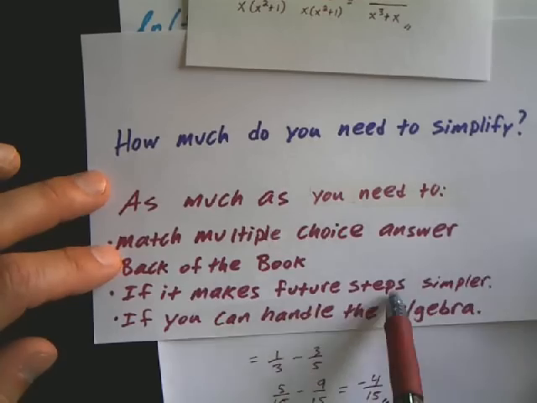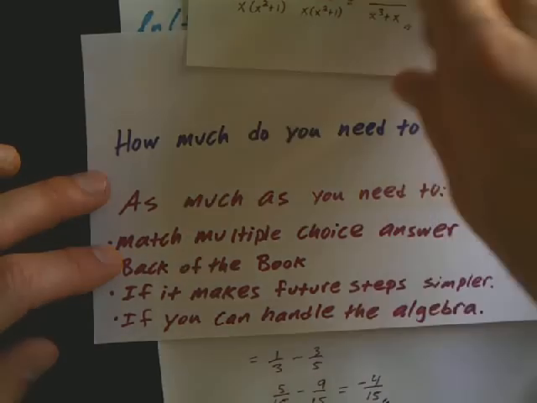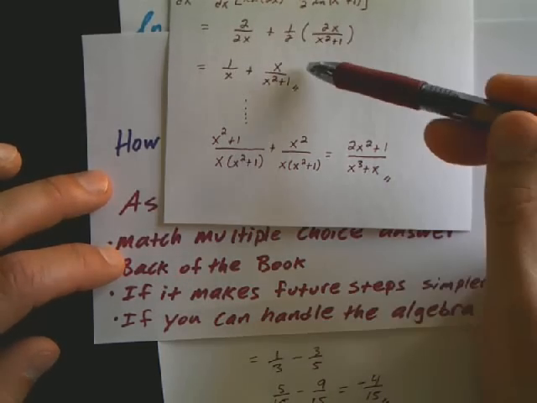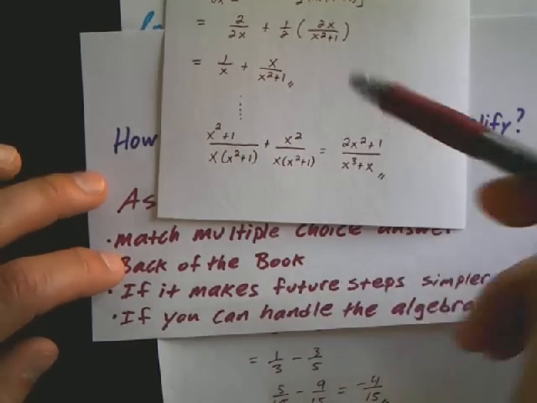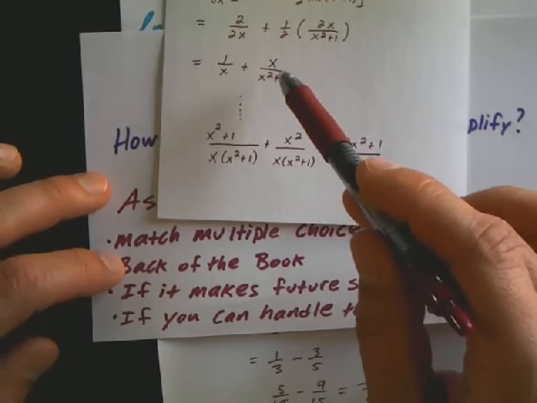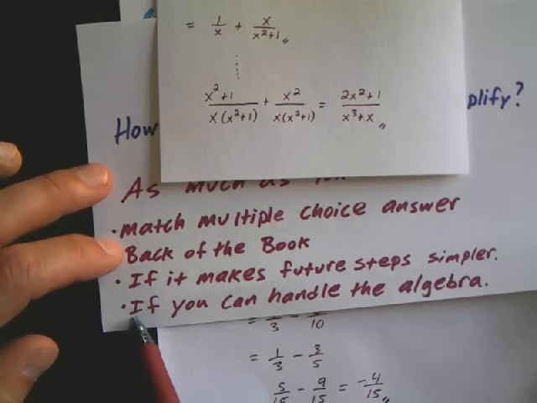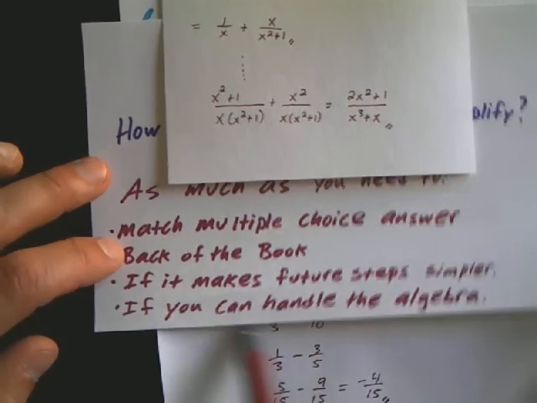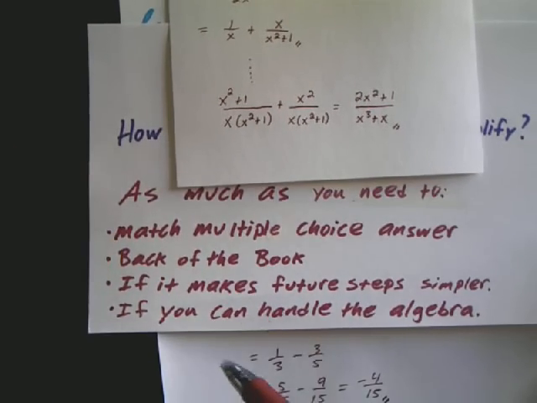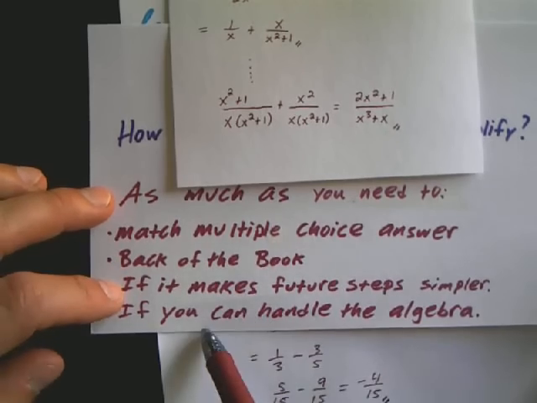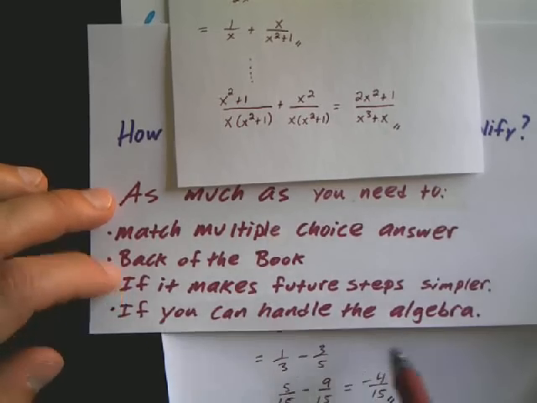If future steps are simpler because you simplify, so I can't really think of a reason for this example, but it could be that maybe a next step in a similar problem would be simpler if you're able to simplify or reduce this somehow. So the last one is if you can handle the algebra. Oftentimes students invent or create their own algebra rules when they're trying to simplify, so if you don't need to, it's best to just leave it the way it is.